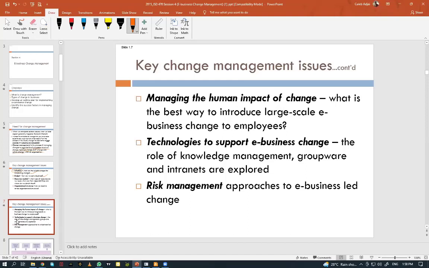Then also, the next thing we need to look at is, what are some of the risks associated with the type of e-business that we want to introduce? So, risk management approaches to e-business led change.